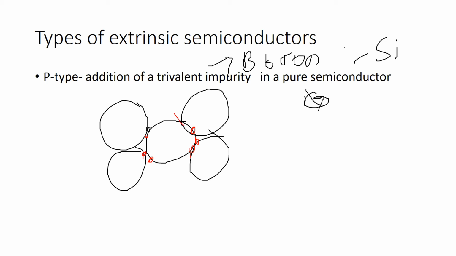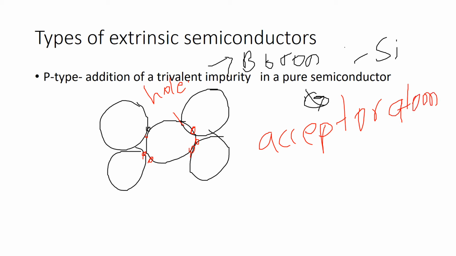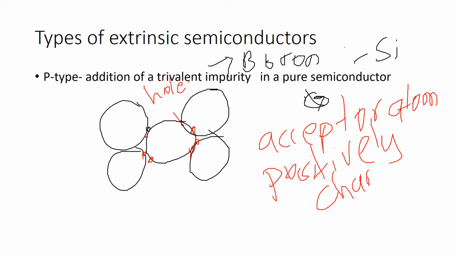So here boron will form a hole, and since it forms a hole in semiconductor theory, this hole will mean that boron is an acceptor atom. So this means that this semiconductor is positively, we can say positively charged. In short, whatever is conducting is a hole. Whatever is conducting is a hole.